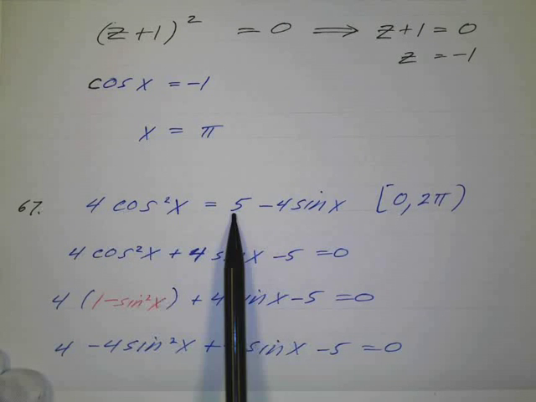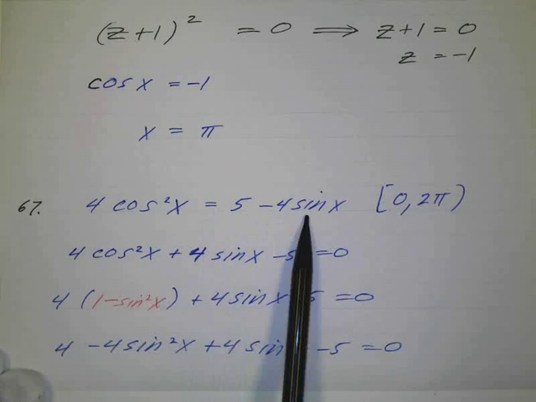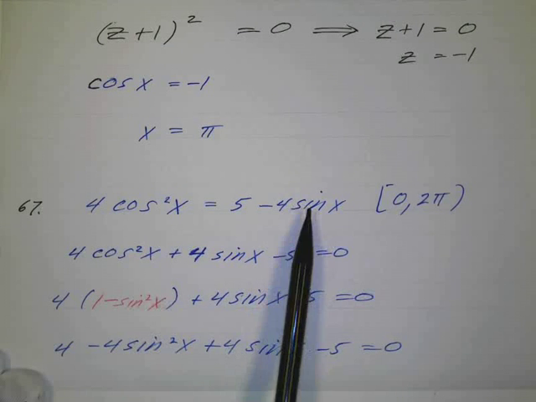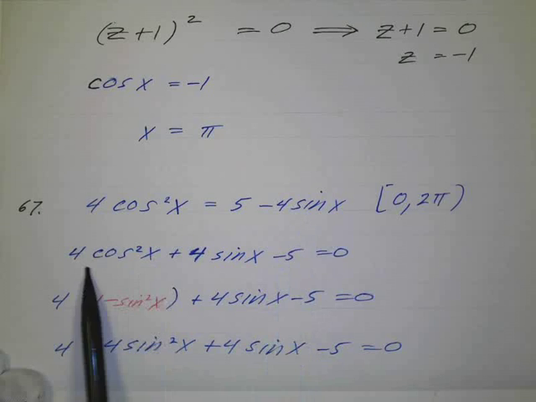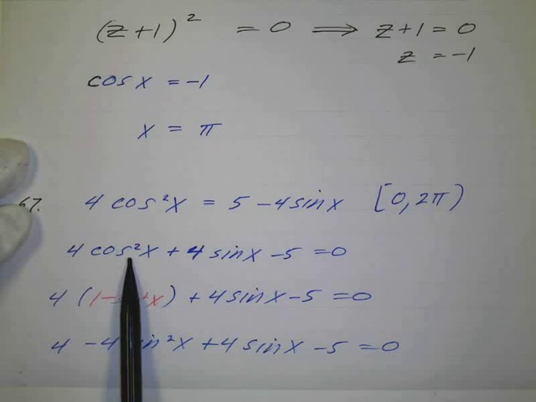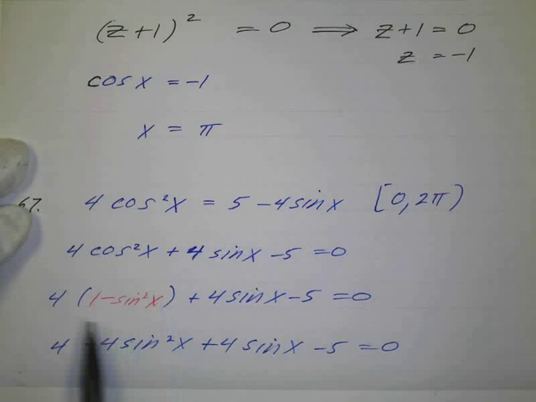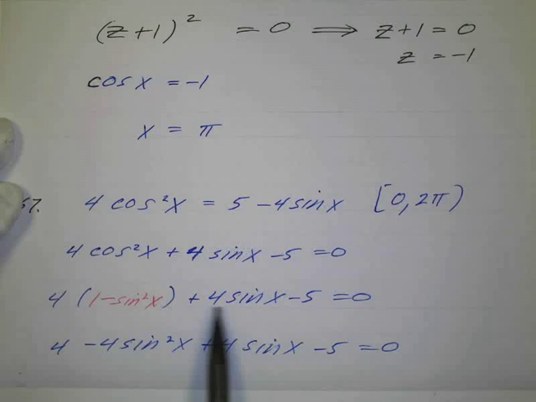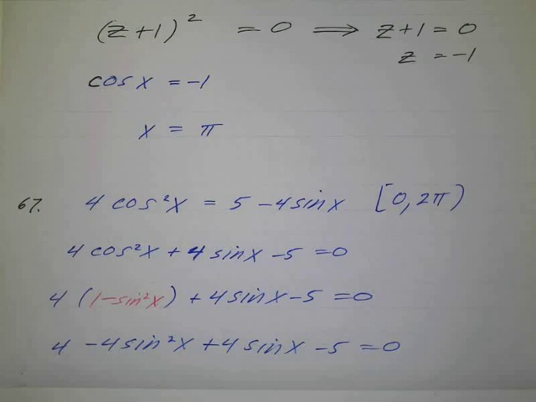Okay, 4 cosine squared of x minus 5 equals 5 minus 4 sine of x. So I put this on the left, and this on the right. So I added 4 sine of x, and I added 5 to both sides. And then again, the same thing. I've got a linear sine of x, but a squared cosine, so I can change this to sine, so this all matches up. So 1 minus the sine squared of x, 4 times that. Then I can remove a parentheses. 4 times 1 is 4. 4 times negative sine squared of x is negative 4 sine squared of x, and then I've got these the same.